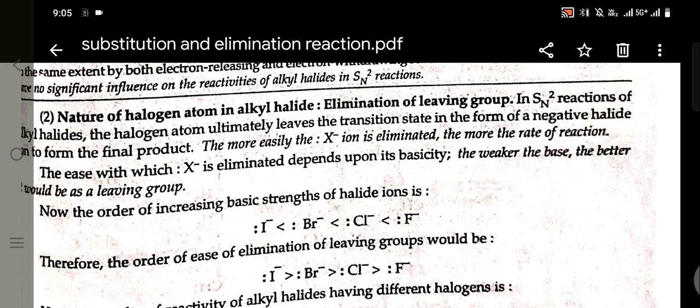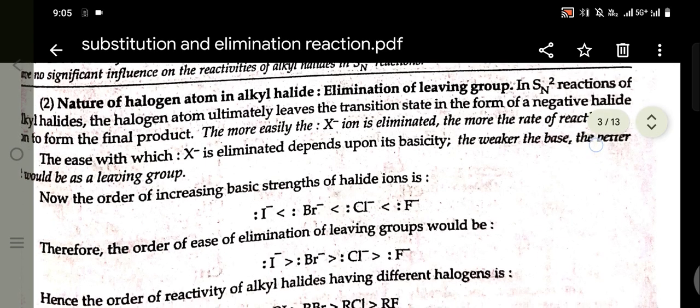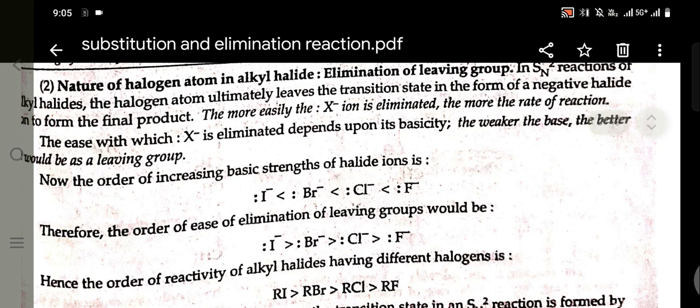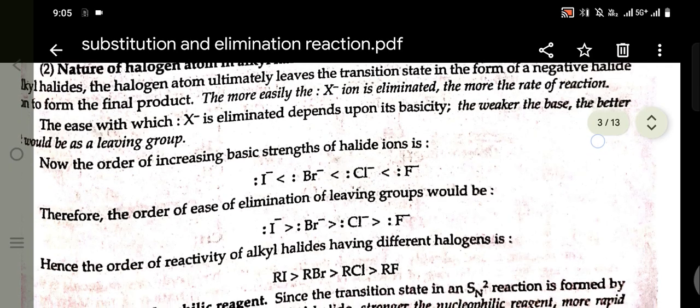Elimination of leaving groups. In SN2 reactions of alkyl halides, the halogen atom ultimately leaves the transition state in the form of a negative halide ion to form the final product. The more easily the halide ion is eliminated, the more the rate of reaction. The ease with which the halide ion is eliminated depends upon its basicity. The weaker the base, the better it would be as a leaving group.